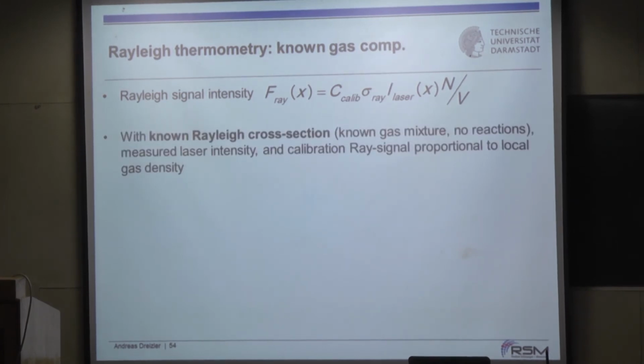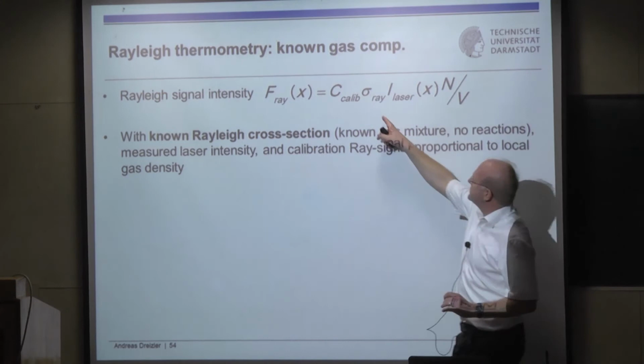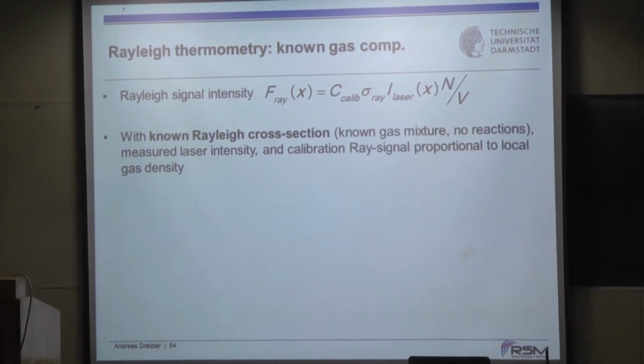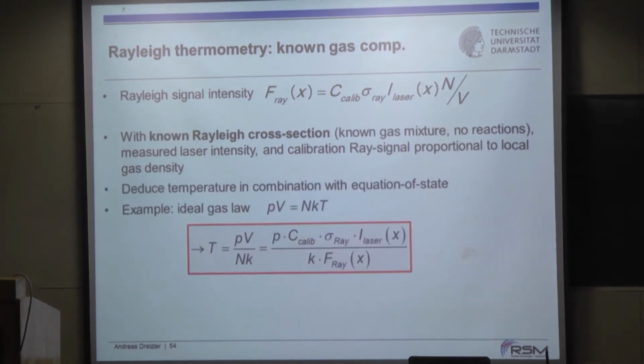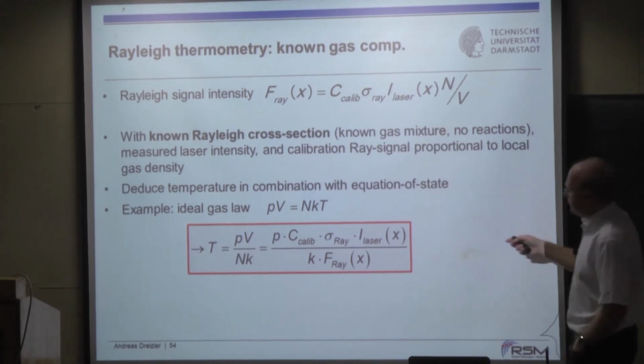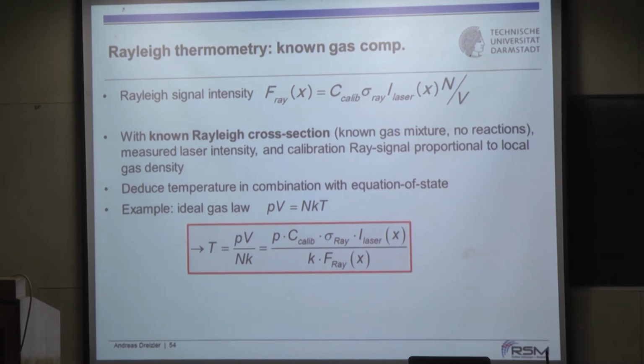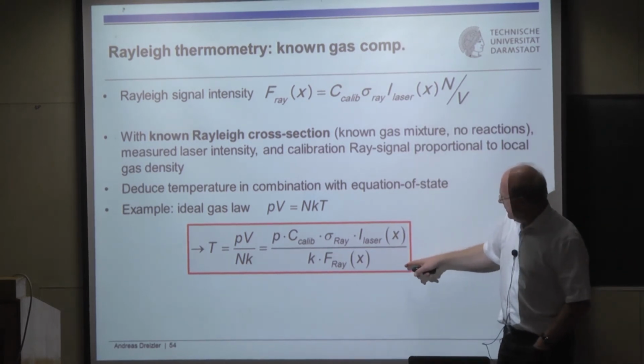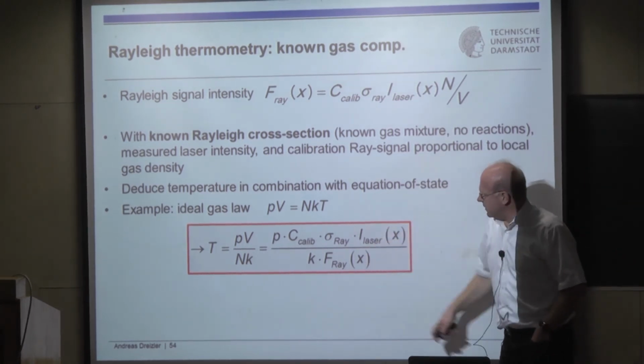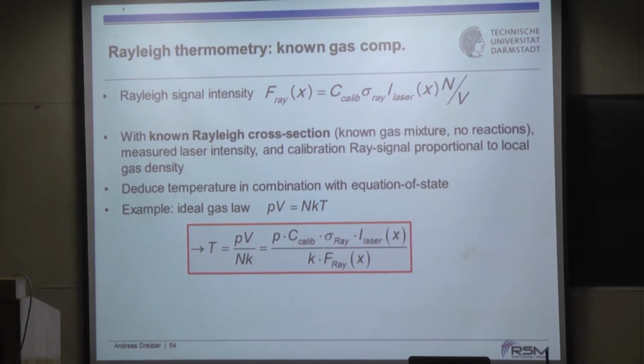And so if you know the Rayleigh cross-section, if sigma ray is known, and you know the laser intensity, then you can directly say you have a direct measure of the local density, which then we can turn into the temperature via the equation of state if you know the pressure. Let's say you have a low number flow, you have one pressure sensor somewhere, and then with the calibration measurement that can be directly used to measure the temperature. I think that is a direct and possible way. However, the restriction is you have to know the Rayleigh cross-section. And that is the problem.